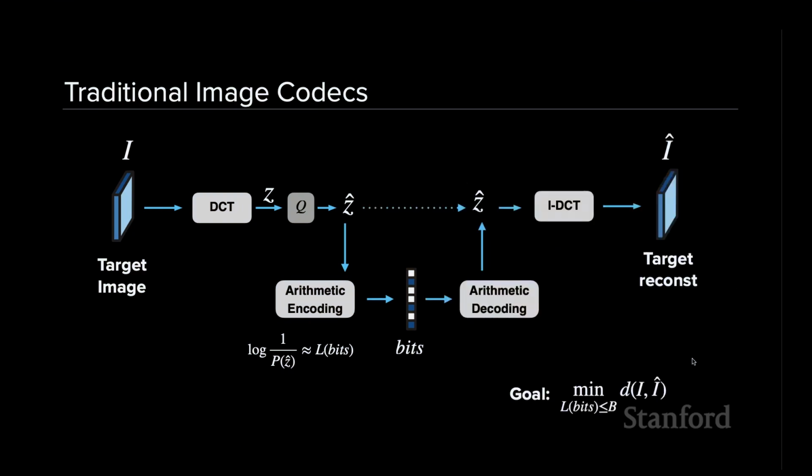And so then what happens on the decoder side: you start with these bits, you do decoding, which basically gives you these discretized latent variables Z hat. And now you directly do the inverse DCT transform, right? The loss was introduced in quantization; IDCT and DCT were completely reversible transforms. And this gives you the target reconstruction.